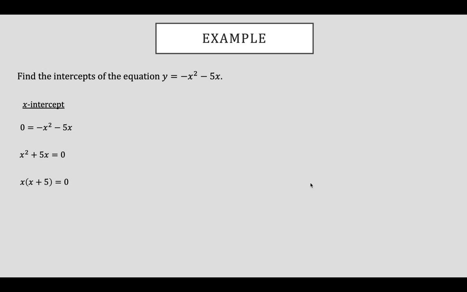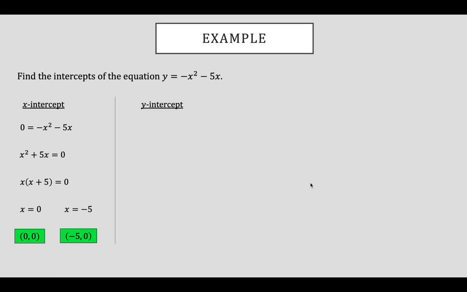Once we have factored the quadratic to find the zeros, we set each one of those factors equal to 0, leaving us with x equals 0 and x is equal to negative 5. In this case, we have two x-intercepts, one at (0, 0), and one at (negative 5, 0).